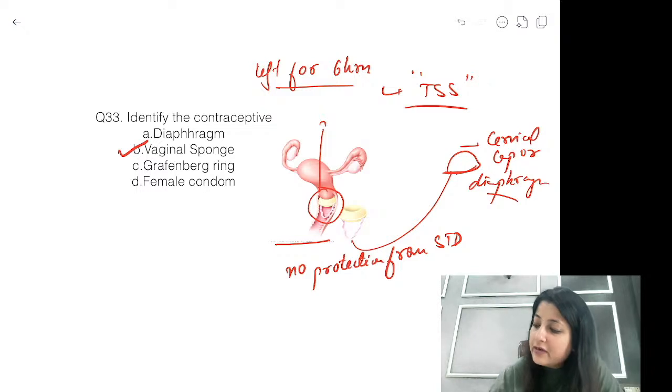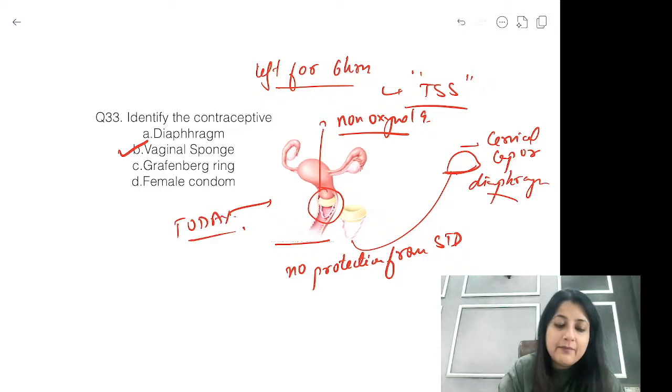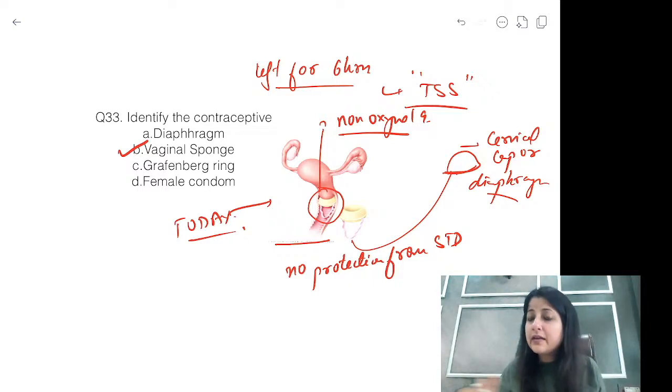इसमें स्पर्मिसाइड कौन सा है? नॉन ऑक्सिनॉल 9. ओके, एंड इट इज अवेलेबल अंडर द ब्रांड नेम टुडे. एवरीबडी, किस नाम से अवेलेबल है? ब्रांड नेम टुडे. Okay, it is available under the brand name today. Okay, so that you have to remember.